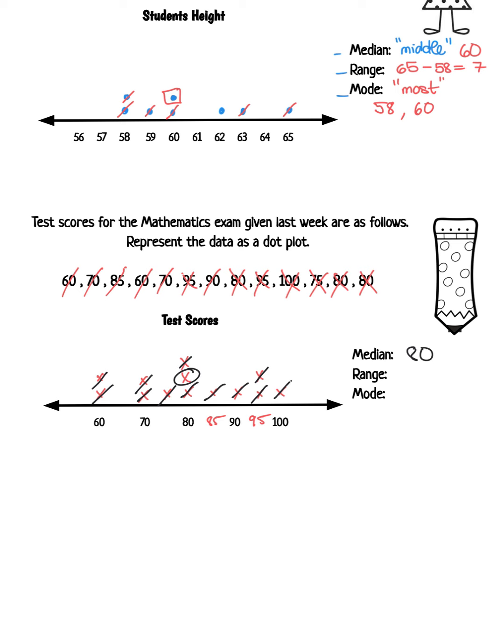The range is the difference between the lowest and the highest. The highest is 100, the lowest is 60. So the range will be 40. Mode means most. At 80, we see it's repeated 3 times. So the mode is 80.